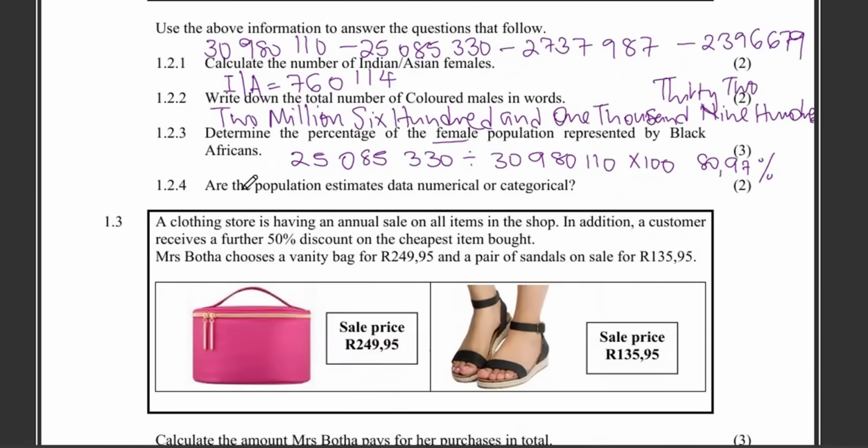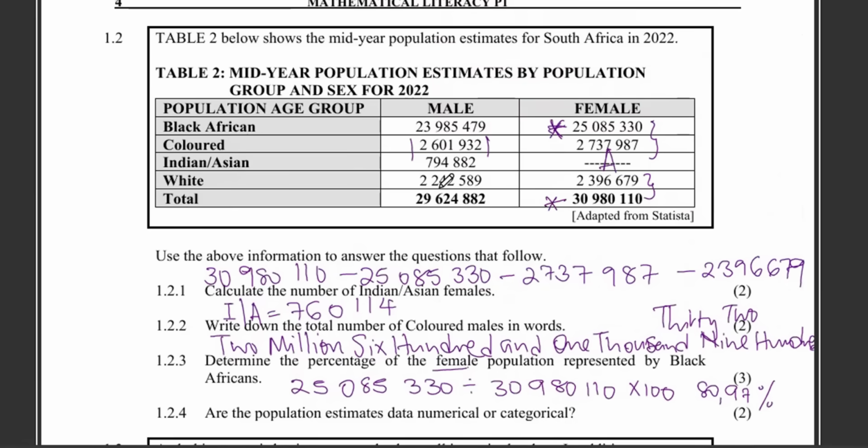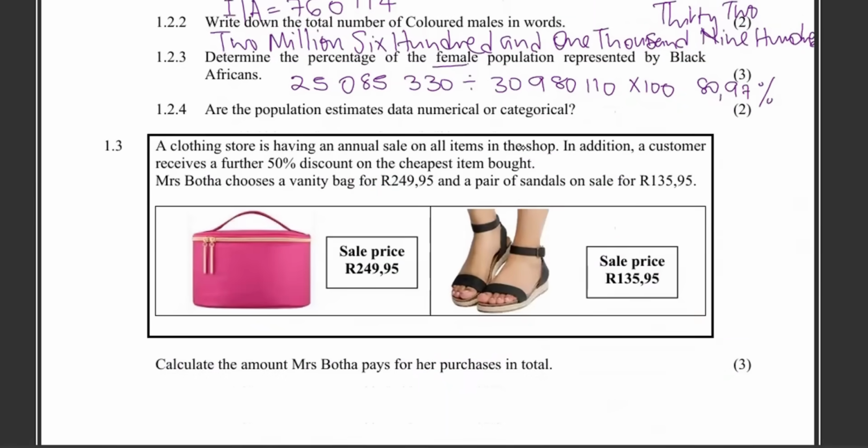1.2.4, the population estimates data: is it numerical or categoric? This data that we are looking at, is it numerical or categoric? We shall say it's numerical because we're dealing with values.